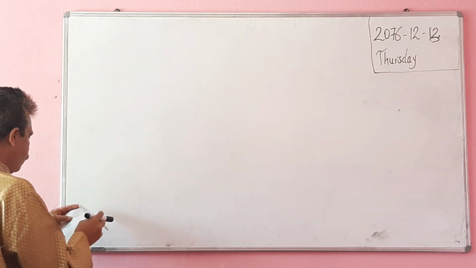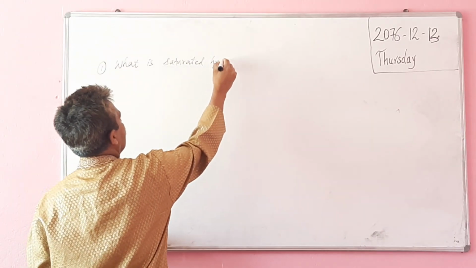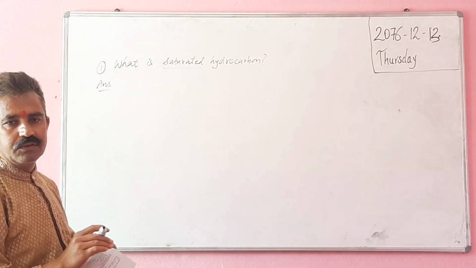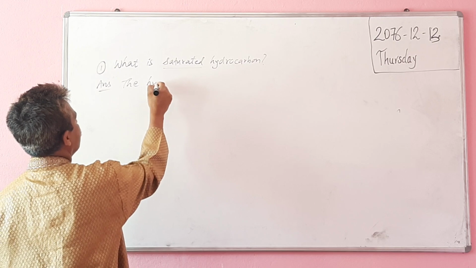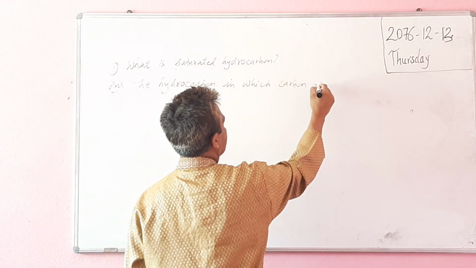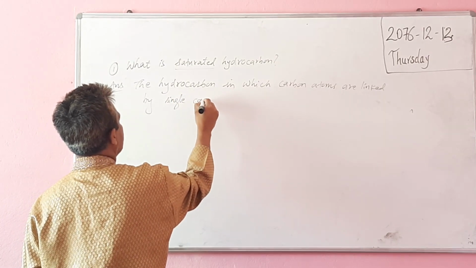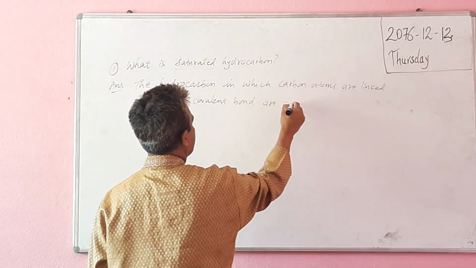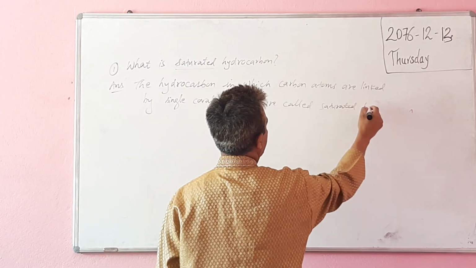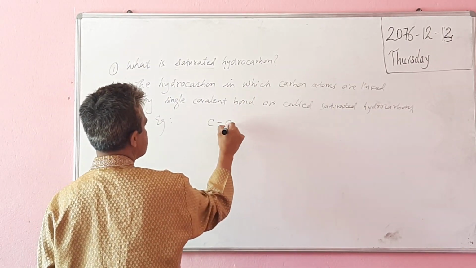So number I, what is saturated hydrocarbon? What is the answer? Do you know the answer? Very simple answer. The hydrocarbon in which carbon atoms are linked by single covalent bond are called saturated hydrocarbons.